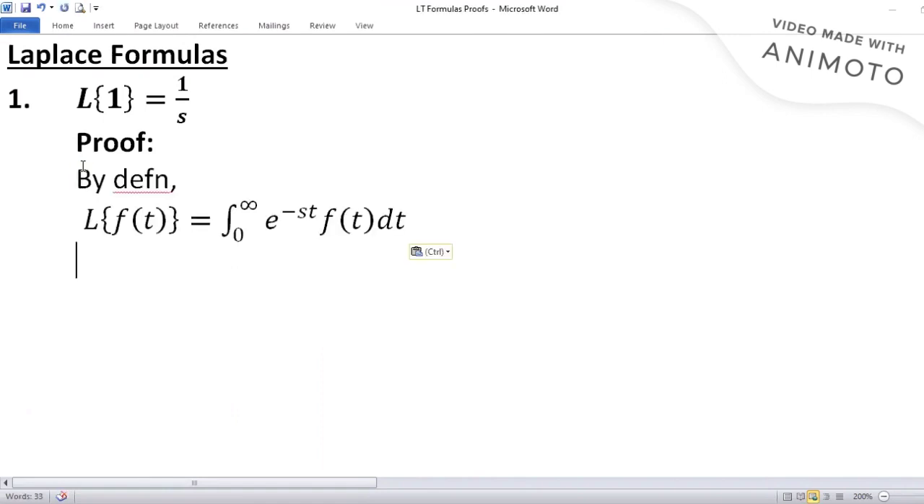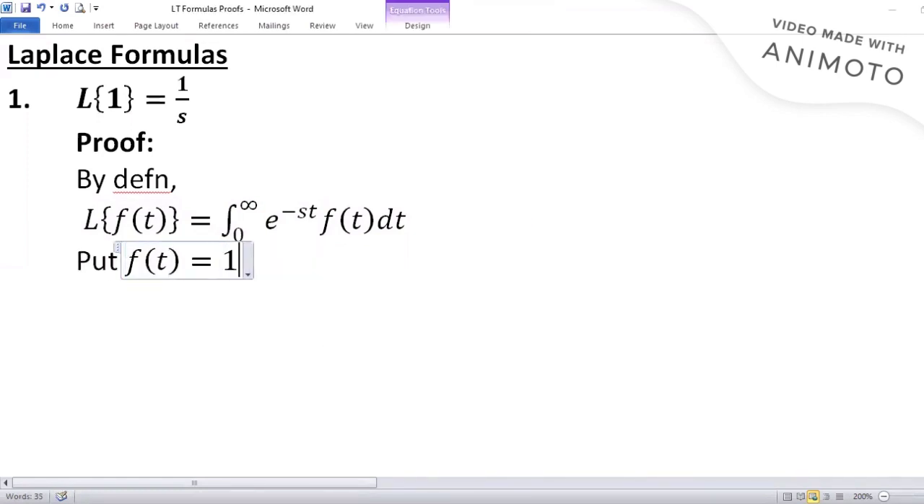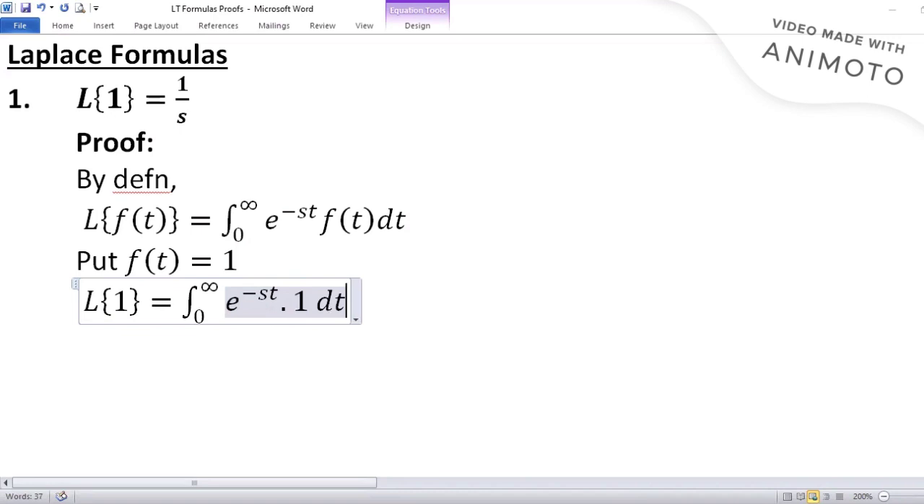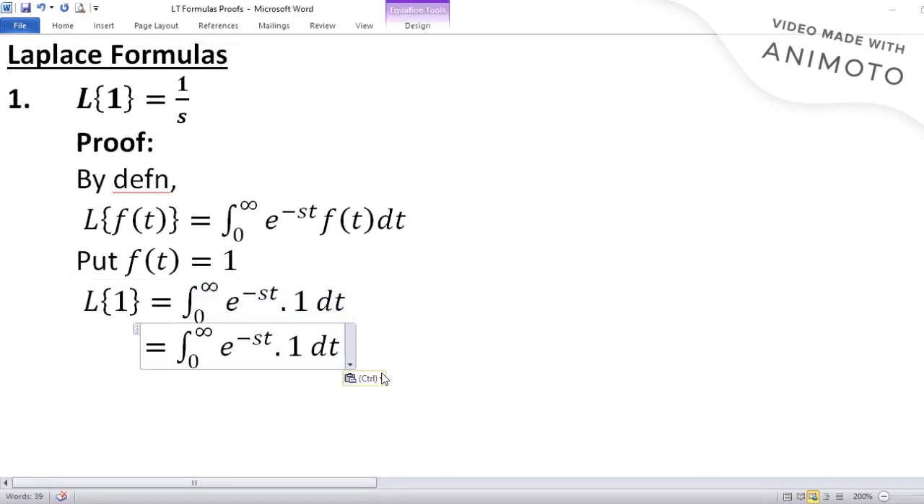We write here by definition, the Laplace of a function f(t) is the integration from 0 to infinity of e raised to minus st f of t dt. In that, let us put function f(t) equal to 1. So this will become Laplace of 1 equal to the integration from 0 up till infinity of e raised to minus st into 1 dt. So we have to now integrate it. I will rewrite this: e raised to minus st into 1 is nothing but e raised to minus st.